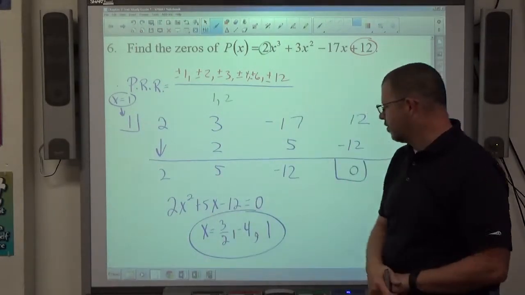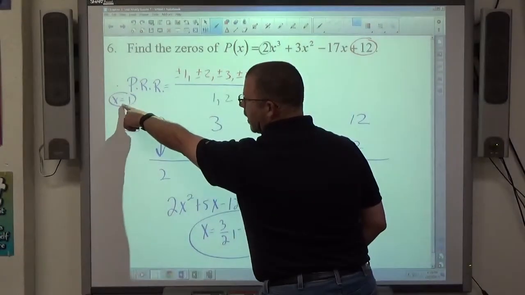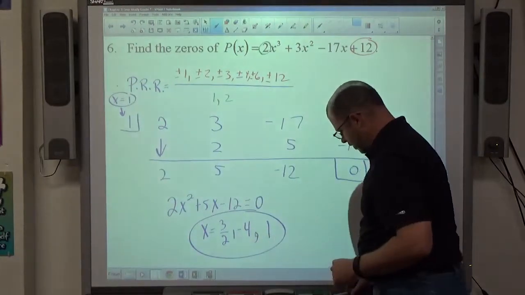Just make sure you give me all the solutions, not just the ones that are left over once you divide out. So that's what I got from my calculator. It's still an answer that I know right now.